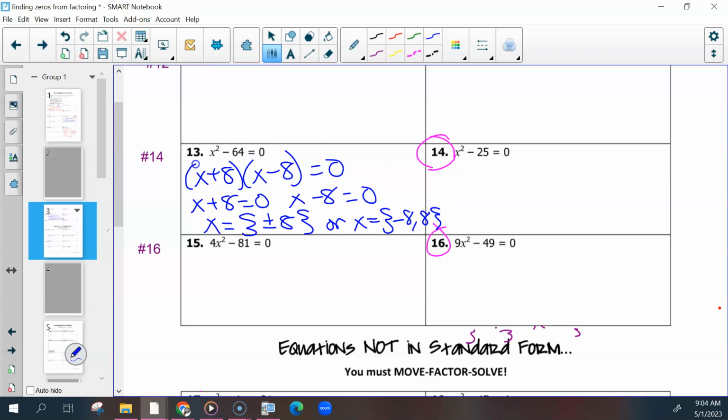Okay. Before we do the next section, are there any others, 11 through 16, you want to see go over, have questions about? If not, let's jump down to 20.